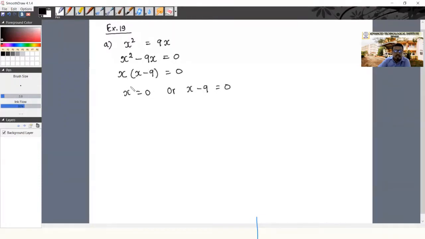Therefore, we can establish that x equals 0, or x minus 9 equals 0. Therefore, here x should be what? 9. X equals 0 or x equals 9. This is how we can solve using factorization, right? The roots of the equation are x equals 0 and x equals 9. Using factorization, we have solved this. Hope it is clear.